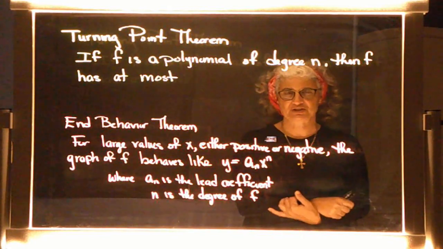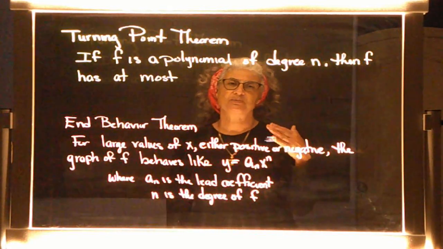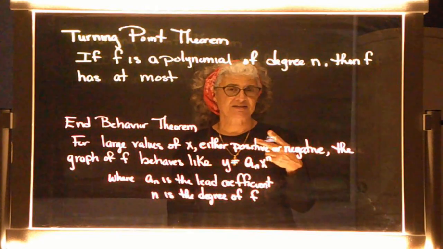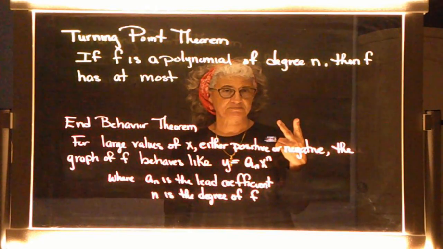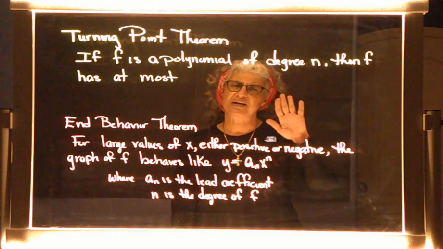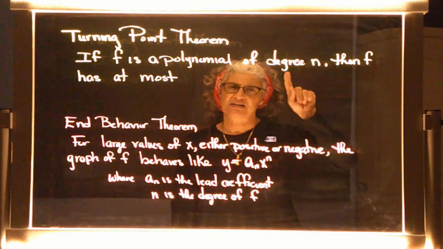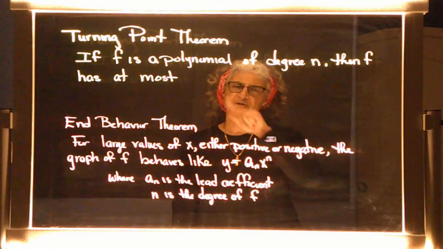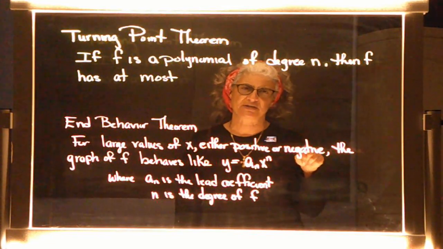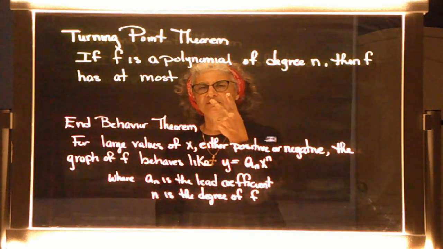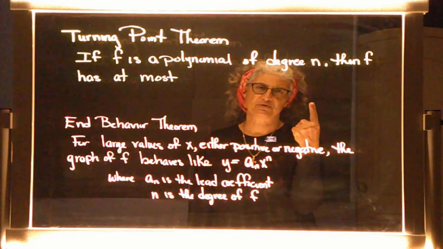So here's what I need you to think about. I need you to get a parabola pictured in your head. Got it? That's a second degree equation, correct? How many times does the graph turn? Yeah, it turns only once, doesn't it? It makes one turn and it goes back up the other side or down the other side, right? So a second degree polynomial has one turn, right?